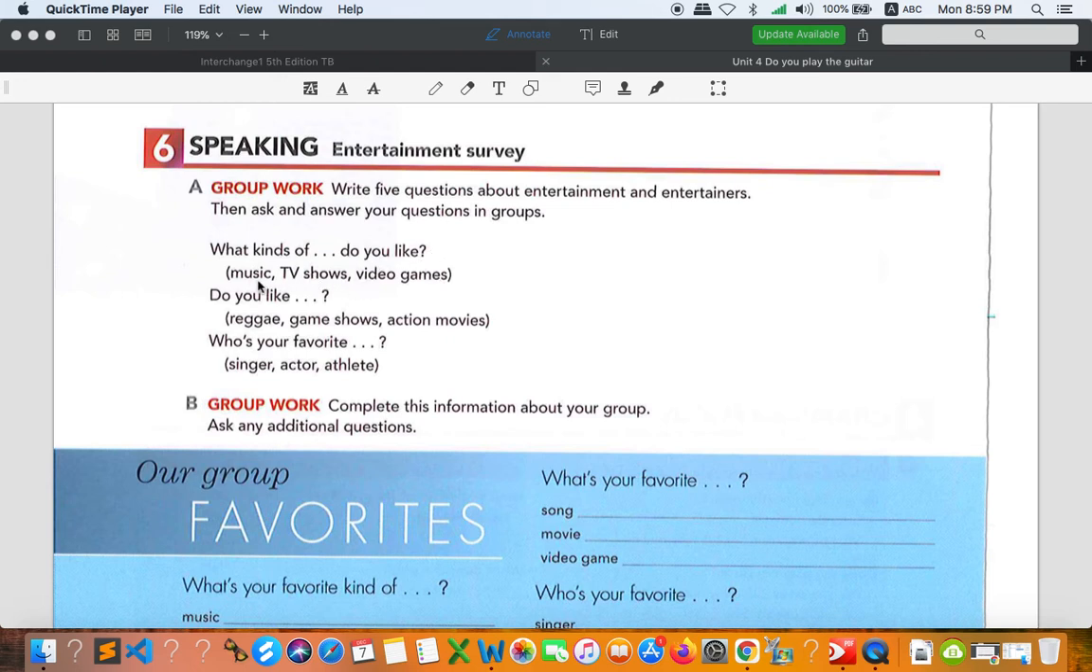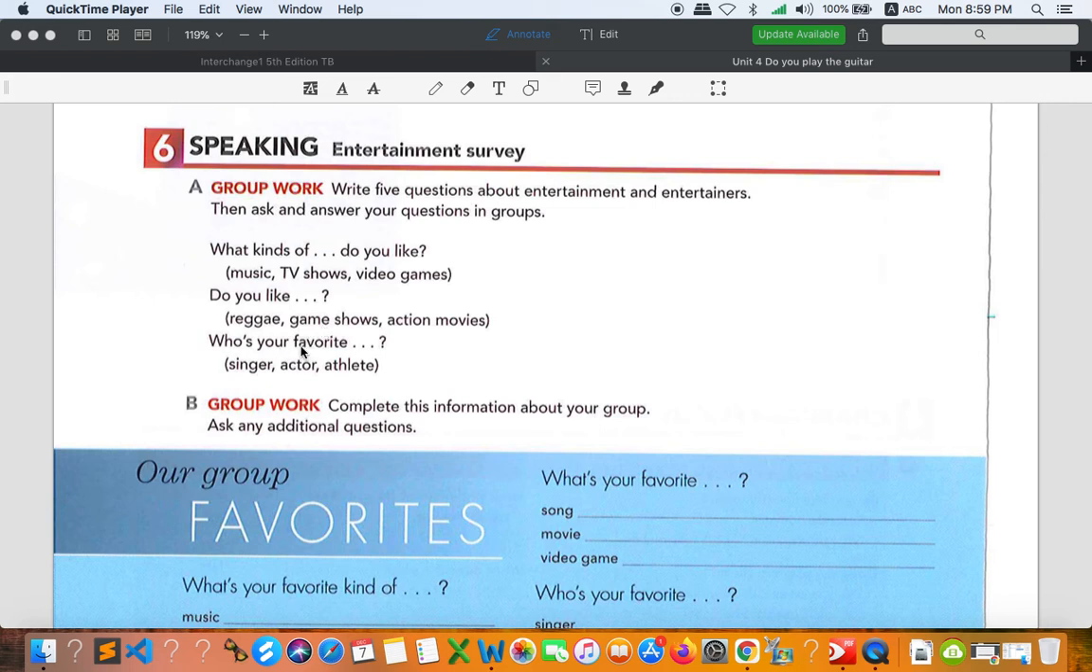So you can ask by using the information given right here. And do you like all of this, game shows, action movies, reggae, things like this? So you can come up with this question and try to answer the question honestly, so you will find out exactly what kind of thing or your favorite entertainment that you love to do, or you love to enjoy.